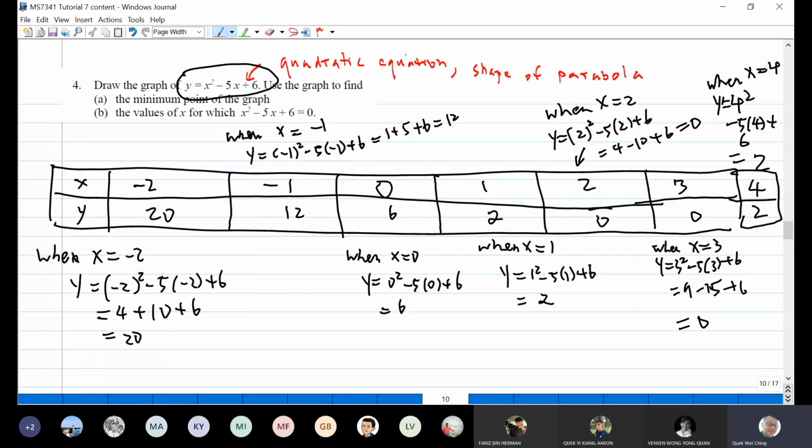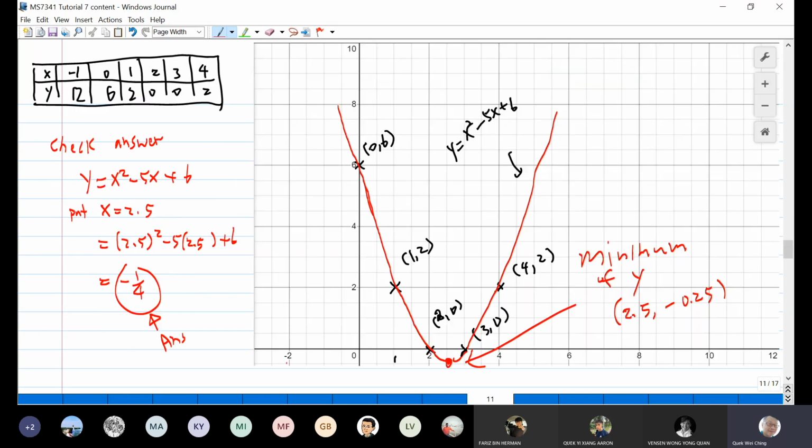Okay, part B is: find the value of x for which x squared minus 5x plus 6 equals 0. So you have y equals x squared minus 5x plus 6. So what you do is use the y from part B now.